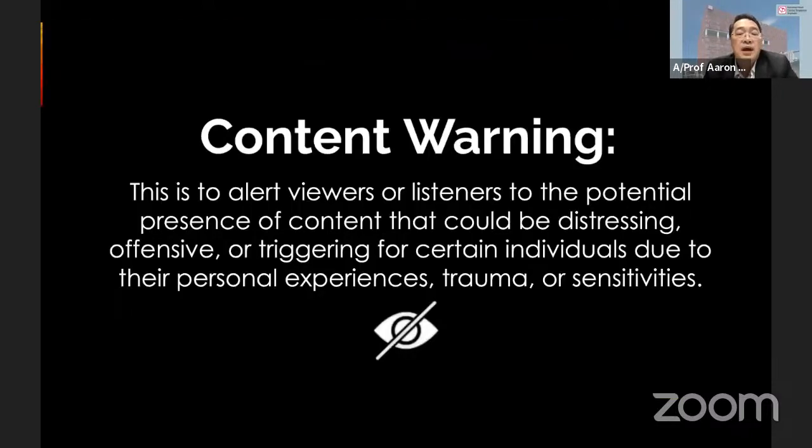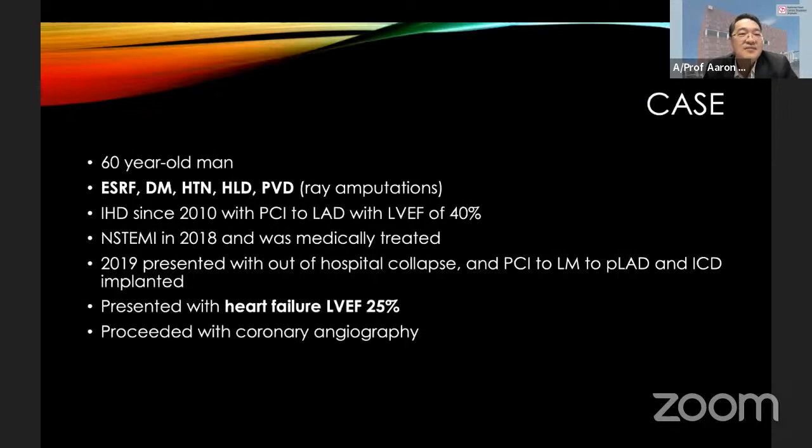Yeah. So I'm going to just show you a case, and this is to alert viewers that the content could be distressing, offensive, or could be traumatizing for some individuals. So this is a case of a 60-year-old man with end-stage renal failure and a lot of peripheral vascular disease.